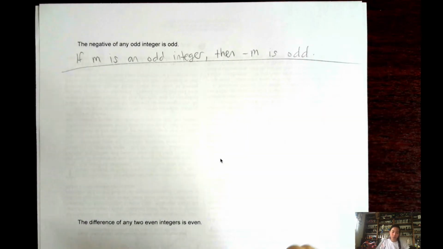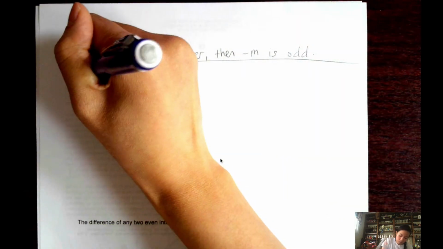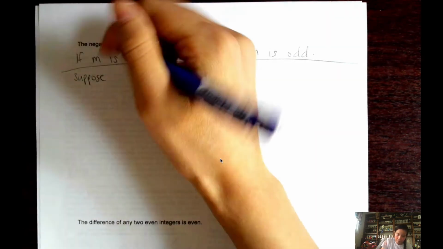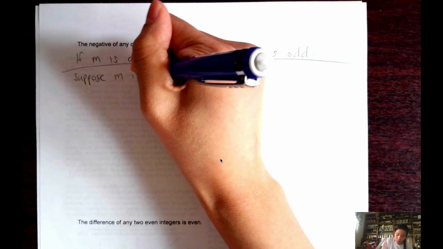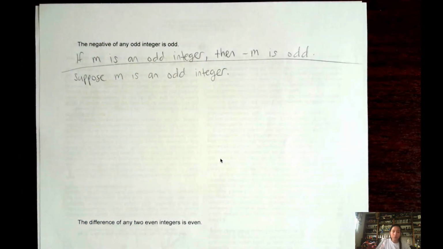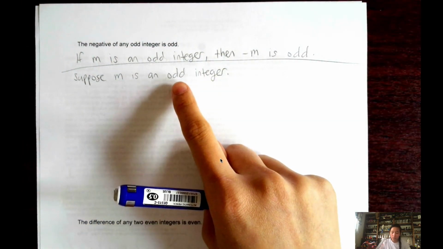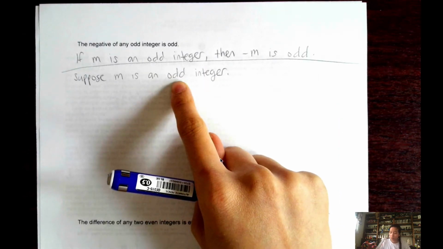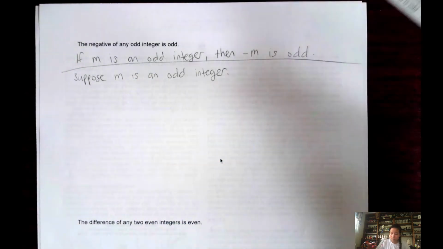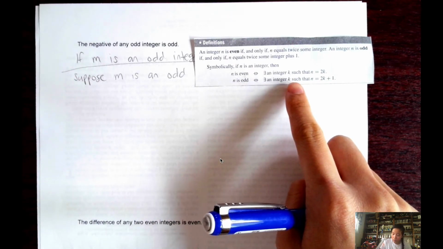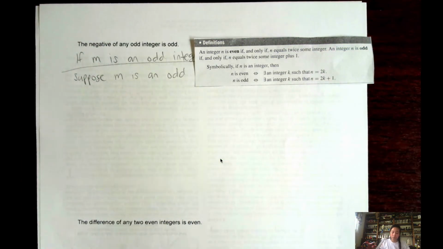So the first sentence you want to write is suppose, and then the if part of the if-then statement. So suppose m is an odd integer. So now we have to address the technical words. We don't have to define what an integer is, but you do want to define what odd means. So I have the definition right here. It means a number is odd when there exists an integer k such that the number equals 2k plus 1.